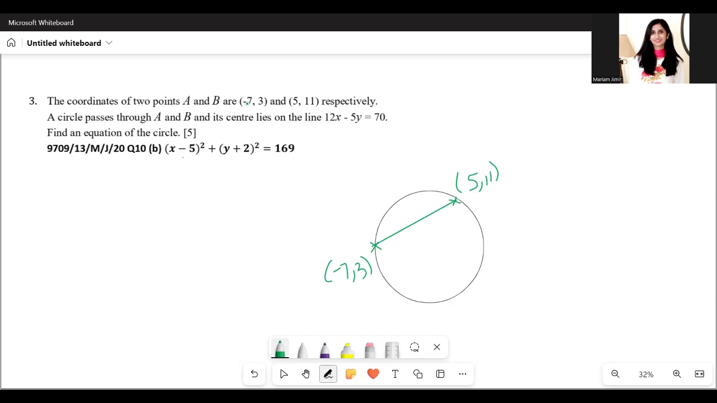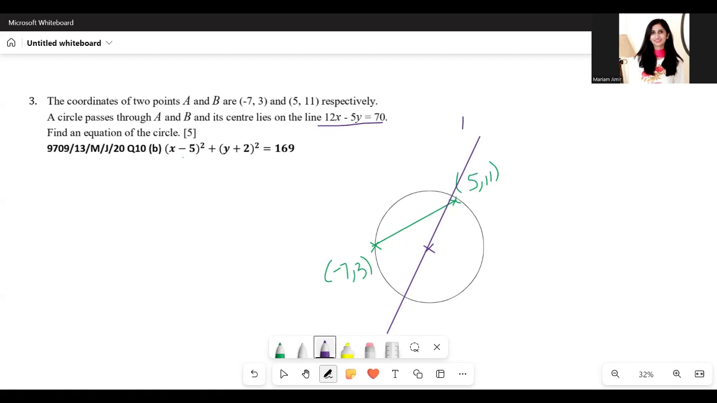And then it says that the center of this circle lies on this equation. This equation has a positive gradient. I can tell that. So it's some rising line, something like this. The equation is 12x minus 5y equals 70.